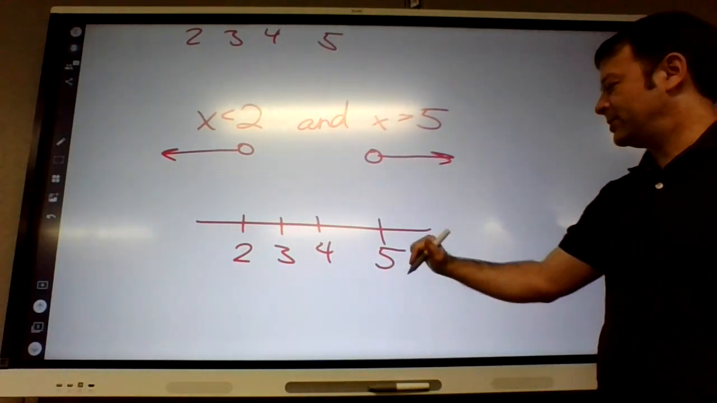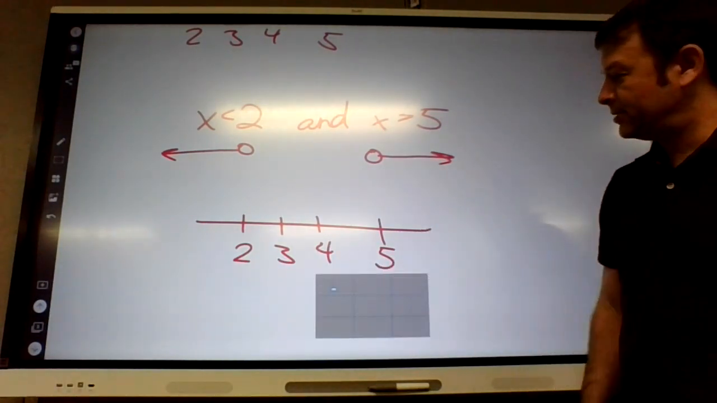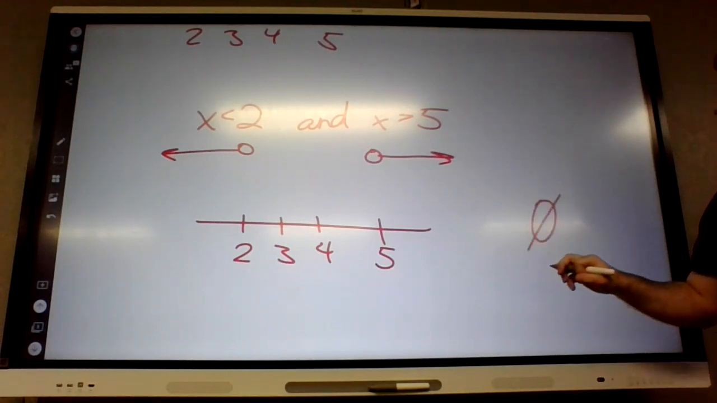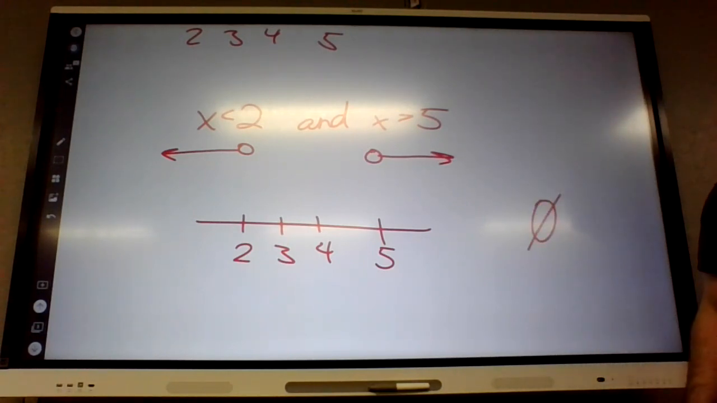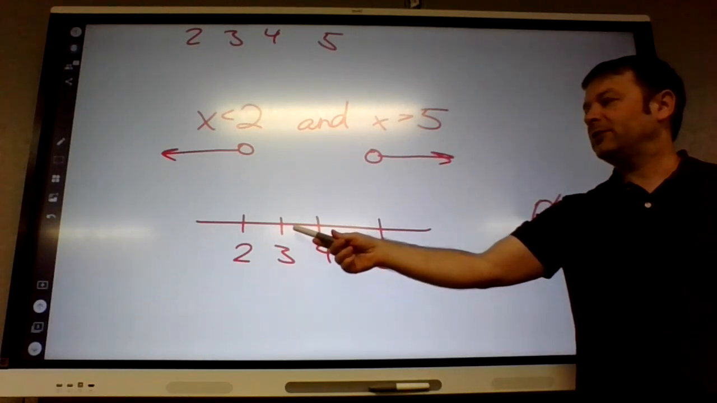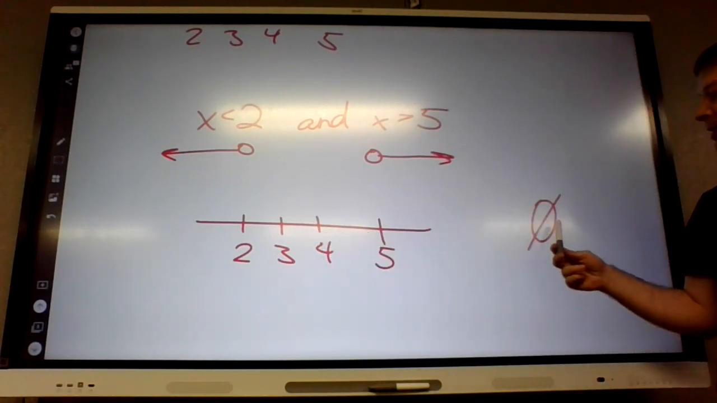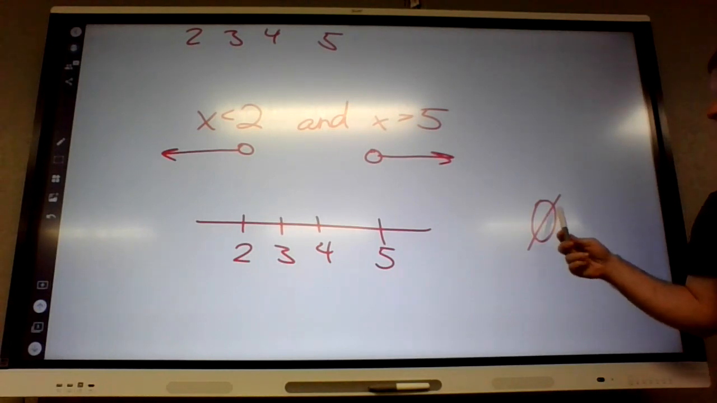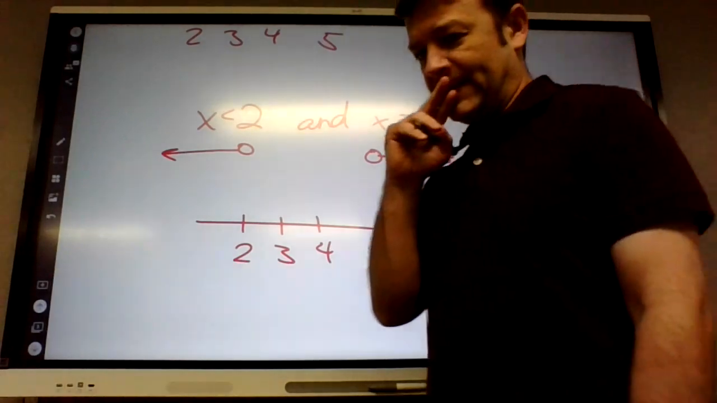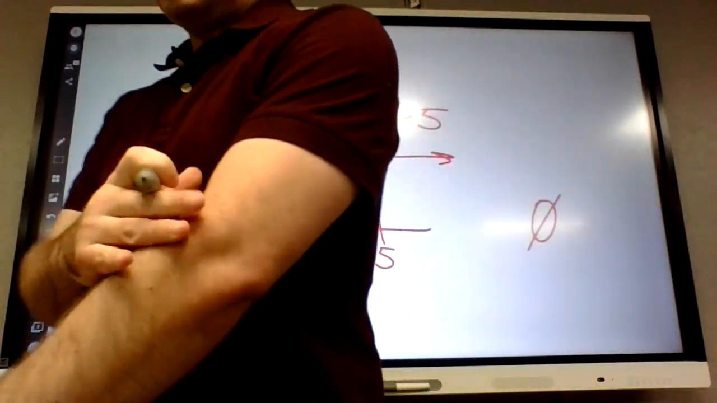You guys know the fancy way, right? No solution, a circle with a line in it. Yeah, a circle with the slash. So if we're graphing, I guess you just put a blank graph. Or if it was a problem that we solved, we could just write no solution like that. Okay, those are kind of the three.